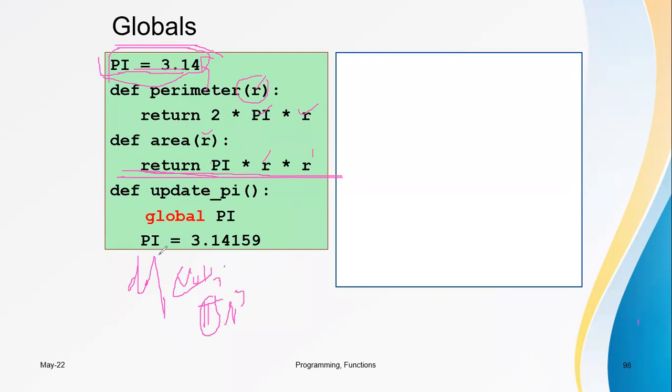I cannot simply do it, so I have to use the word called global. When I use this global word, it will update this value once again as 3.1419. Any function that runs after that will get the new value.